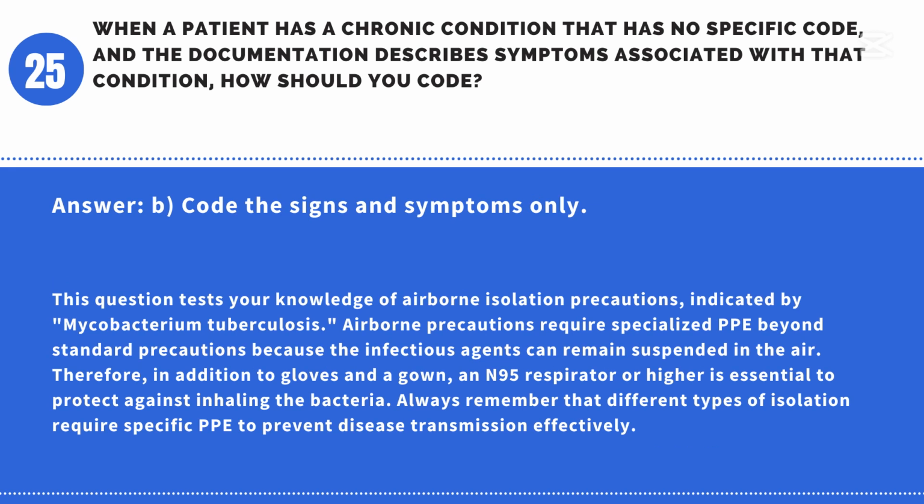Answer B. Code the signs and symptoms only. This scenario addresses coding when a definitive diagnosis for a chronic condition isn't available at a level of specificity that allows for a specific code, and only symptoms are documented as associated with it. If the documentation does not support a specific or even unspecified diagnosis code for the chronic condition itself, but only describes the symptoms, you should code the documented signs and symptoms.